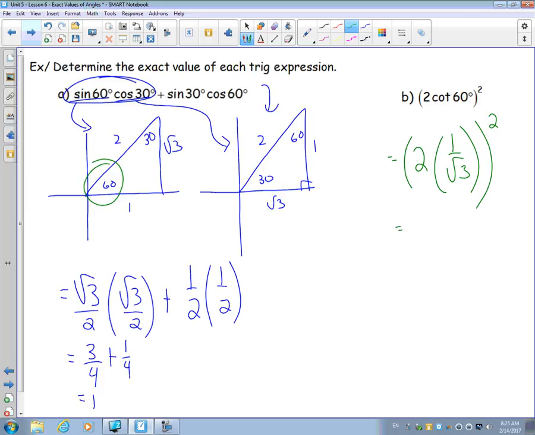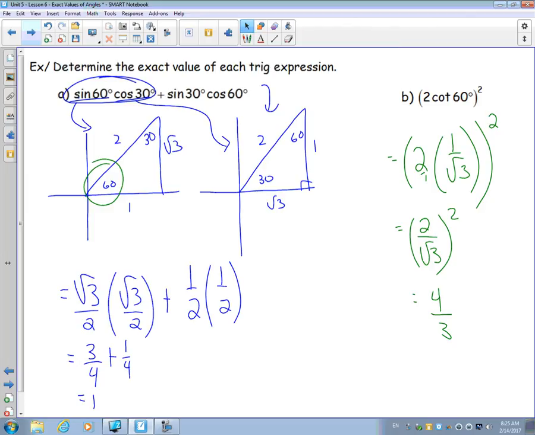I'm going to follow BEDMAS. I'm not going to rationalize yet. I'm going to follow BEDMAS and see if it rationalizes itself. Okay, fractions straight across. So 2 over root 3 squared. 2 squared makes 4. Root 3 squared makes just 3. So I get an answer of 4/3.